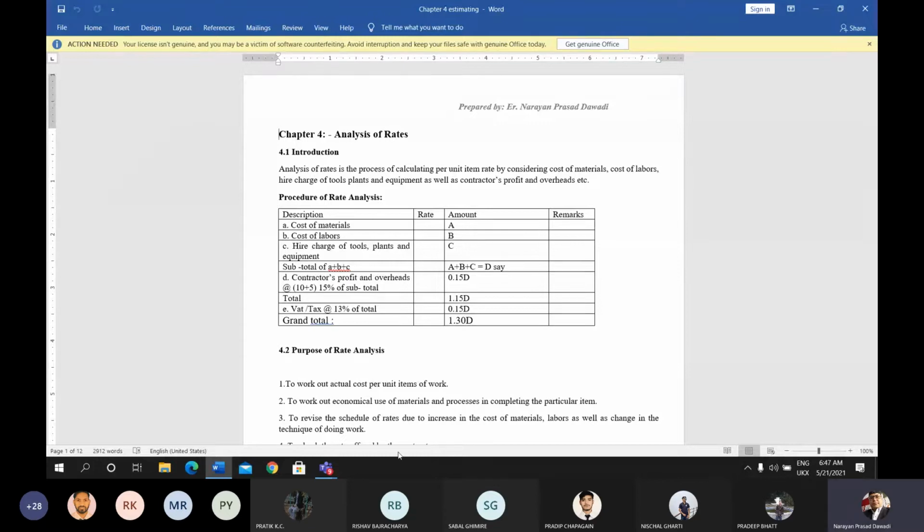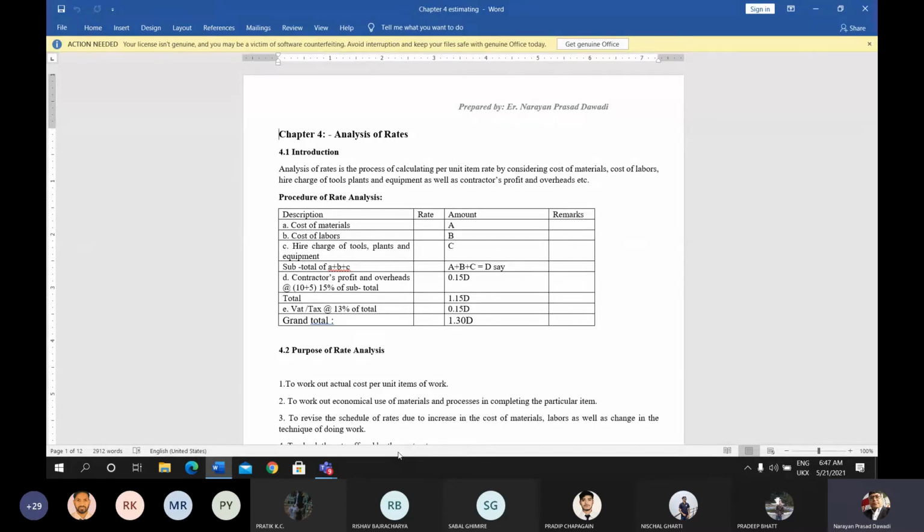I have already told you about what the analysis of rate is. According to the introduction, analysis of rate is the process of calculating the per unit item rate by considering the cost of material, cost of labor, hire charge of tools, plants and equipment, as well as contractor profit, overhead, and tax. This is the procedure. How can we prepare the rate analysis?